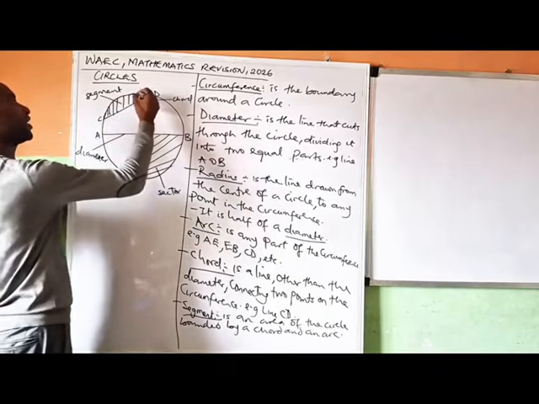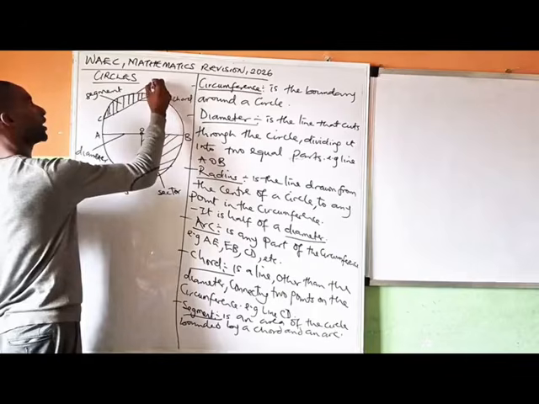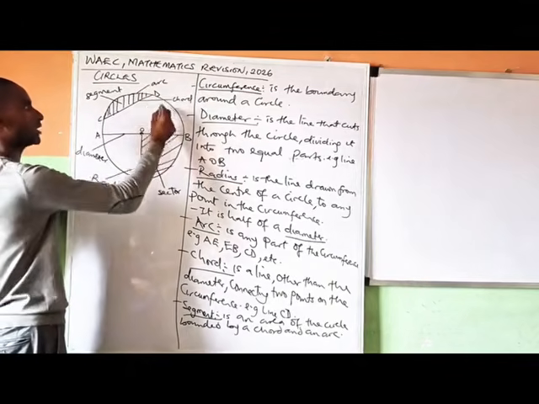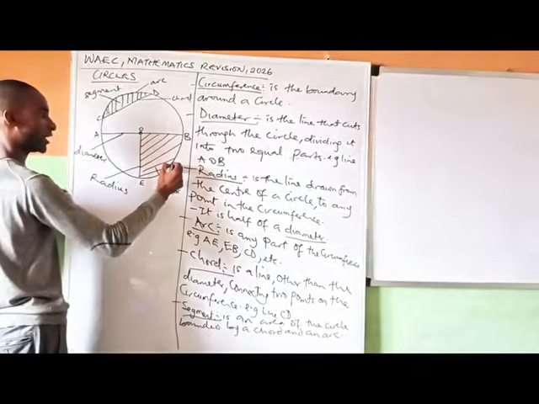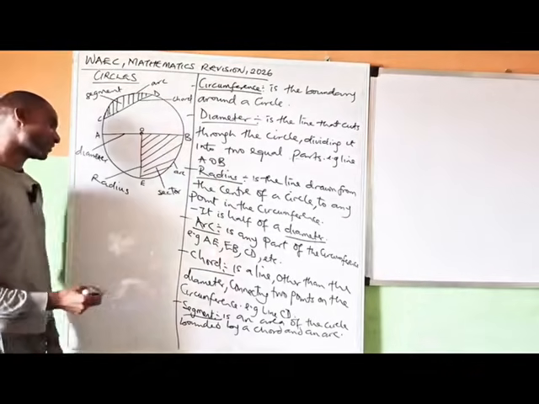So I can label this. This is an arc. Right? This portion is an arc, this portion is an arc, and so on. So those are arcs. All right, so that's a segment.